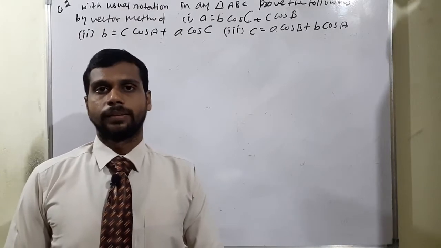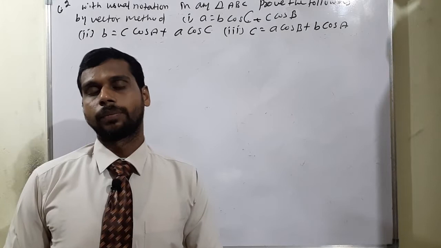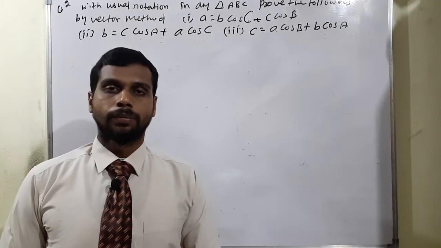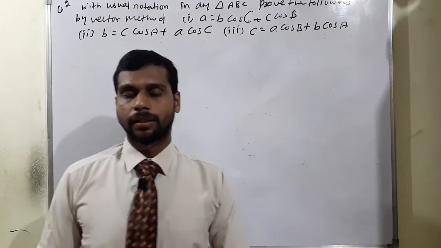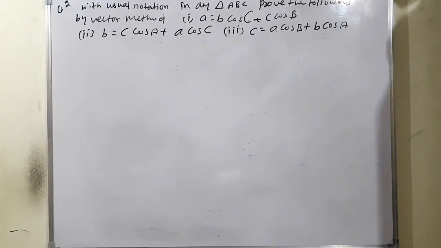Welcome to Max class. In this conversation, we are going to continue examples from chapter number 6. What is the name of chapter number 6? Application of vector algebra. I am moving to example 6.2. Question: with usual notation, in any triangle ABC, prove the following by vector method.